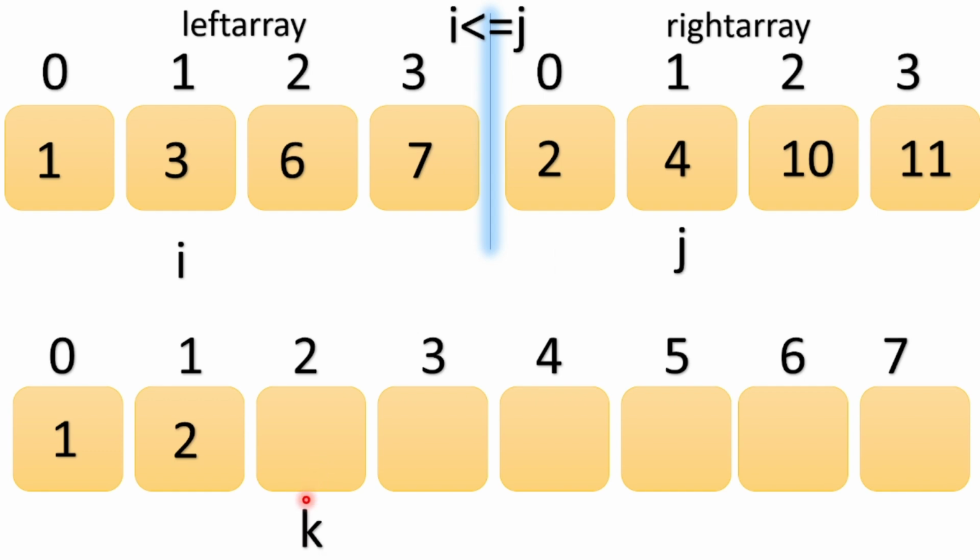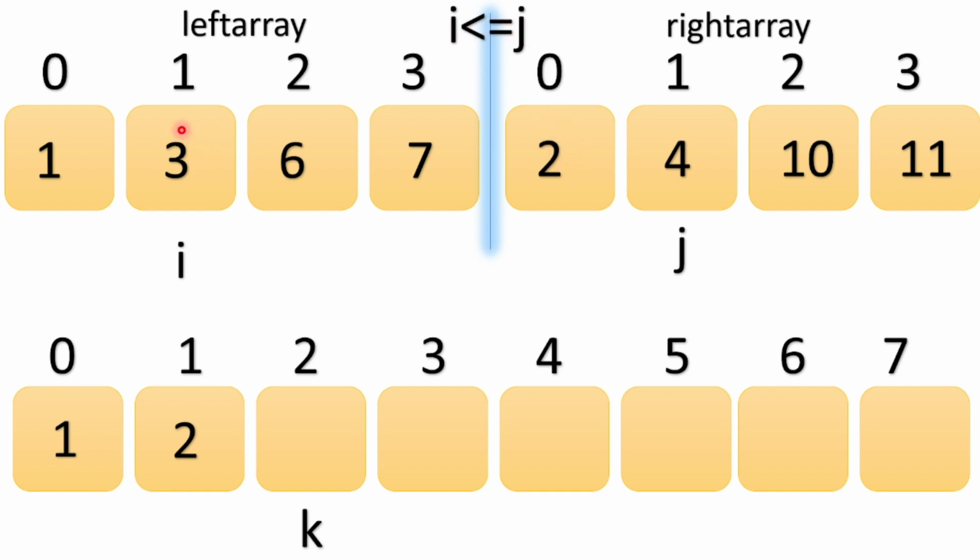So let's see. Both of them have just moved. You can see j has also moved, k has also moved. Then what we can do is compare i and j again. Now 3 is less than 4. Yes, 3 is less than 4. So i is less than j, and this condition is getting true.